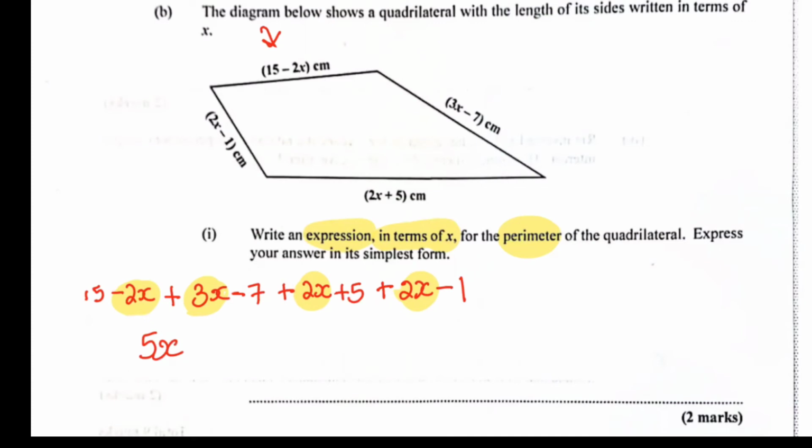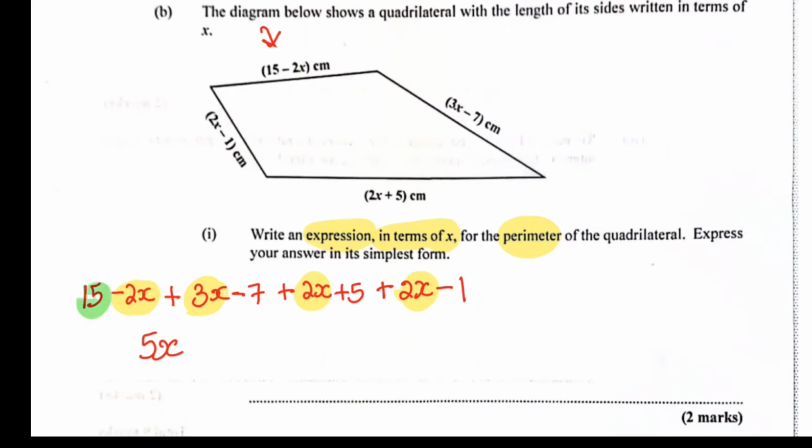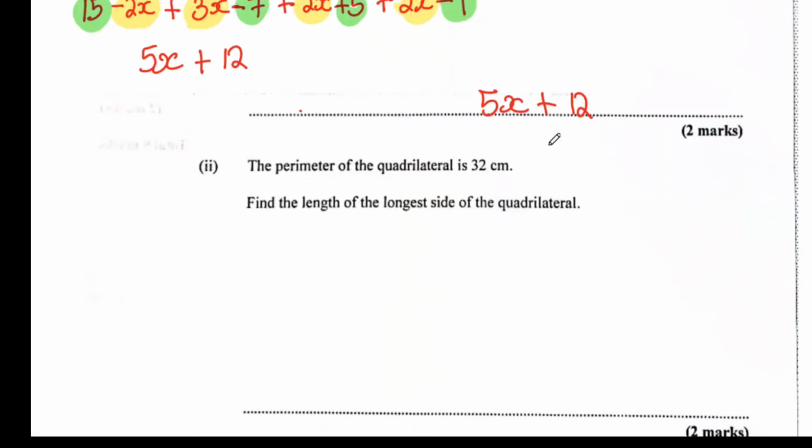So let us look at the numbers now. We have positive 15, negative 7, positive 5, negative 1. So let's look at the green. Think about 15 minus 7, that's 8. You add 5 to it, that's 13. Take away 1, that's 12. All right, so this is a plus 12. So the perimeter is really 5x plus 12. It is 32. So the perimeter of the quadrilateral is 32.